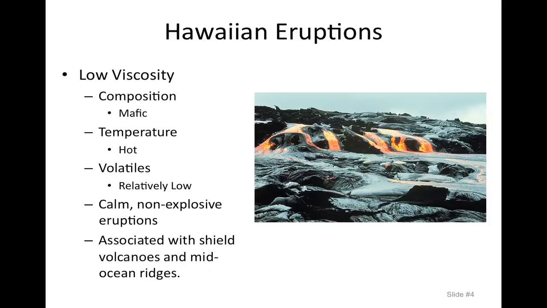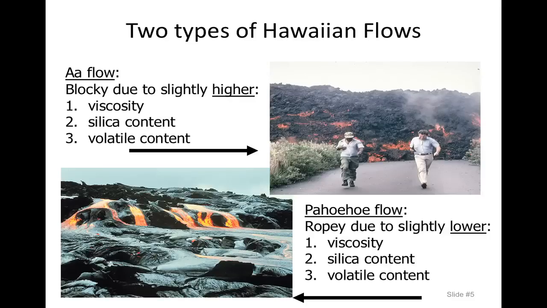All right, I want you to take a look at two different types of Hawaiian flows. There are two distinctive types. There are what are called a'a flows, and there are what are called pahoehoe flows, and they are all mafic. They're all very low viscosity, but because of their slight difference in that low viscosity zone, they have different appearances. So the a'a flow is this flow right here.